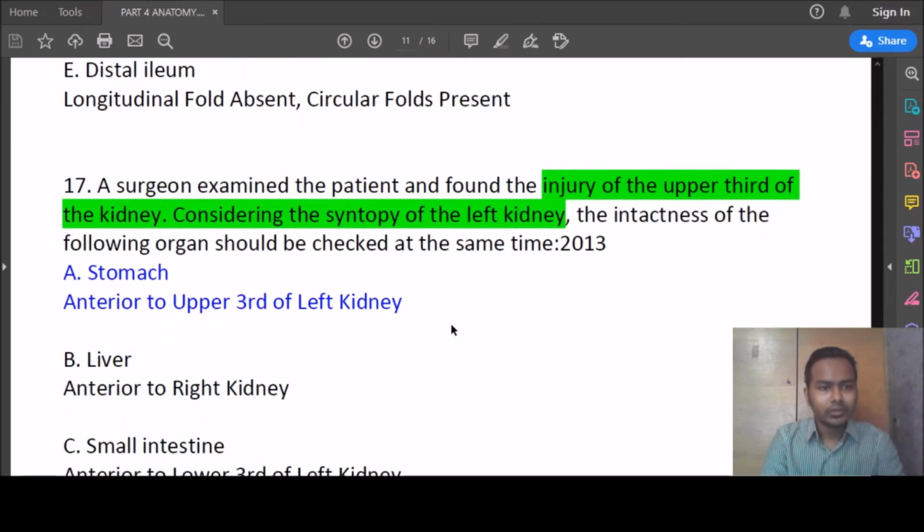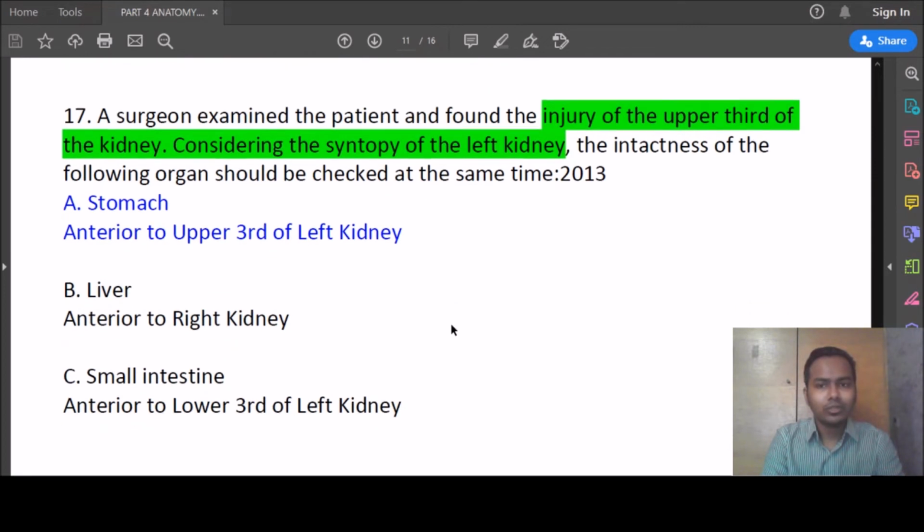In the 17th question, a surgeon examined a patient and found an injury of the upper third of a kidney, considering the syntopy of the kidney. Like a topographic analysis, the integrity of the neighboring organs should be checked at the same level. So the upper part of the left kidney: anterior to the upper third of the left kidney, we have the stomach.